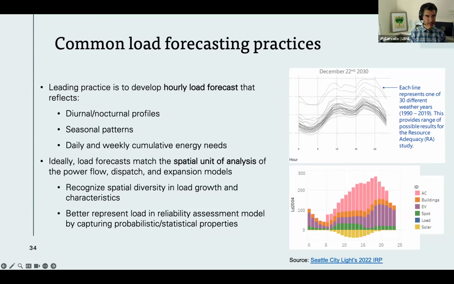Ideally, load forecasts will match the spatial unit of analysis, and we see this also as a common practice in load forecasts. So whatever is your bulk power system and your distribution system minimum unit of analysis, all models used in those are trying to follow what the load forecast is establishing to get them all consistent in their inputs and their outputs. This also allows to better represent load in reliability assessment models. This is exclusively for bulk power systems by capturing probabilistic and statistical properties that are assigned to specific units of analysis at the spatial level, meaning a node or a balancing area or a subregion within the bulk power system. Next slide.